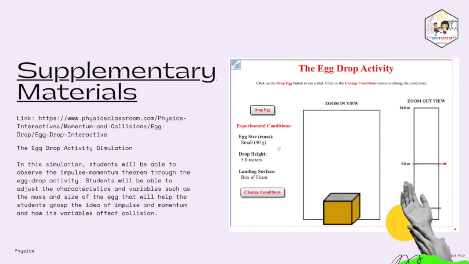For our supplementary materials, here is the egg drop activity simulation by thephysicsclassroom.com. In this simulation, students will be able to observe the impulse momentum theorem through the egg drop activity. Students will be able to adjust the characteristics and variables, such as the mass and size of the egg, that will help them grasp the idea of impulse and momentum and how manipulating its variables affects collision.